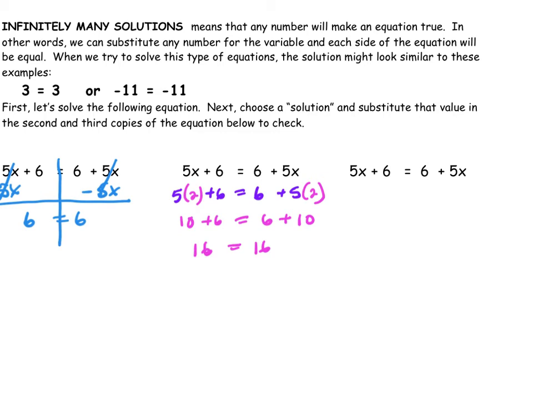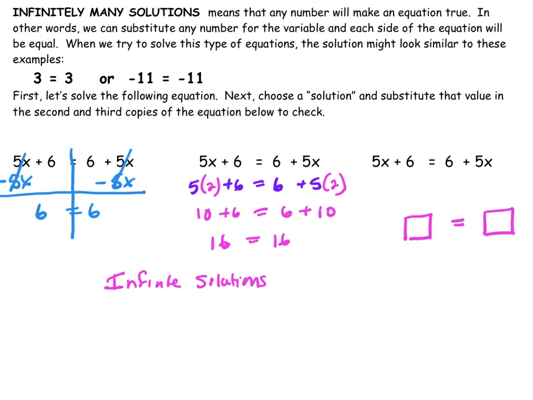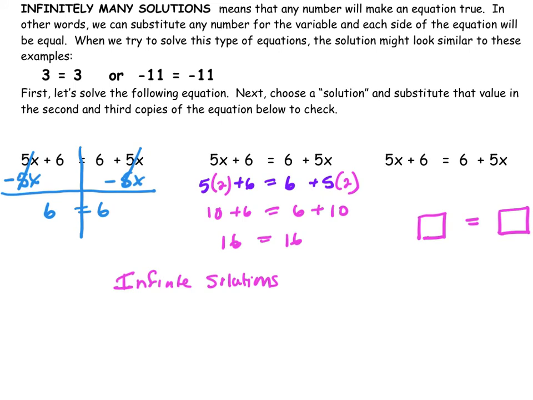So no matter what number you started with, I'm confident, as long as you use the same number, that you had a number that equaled on both sides, and it was exactly the same. And this is an example of infinite solutions. And sometimes they call it infinitely many solutions, meaning that any number, and we could have used a fraction or a decimal.